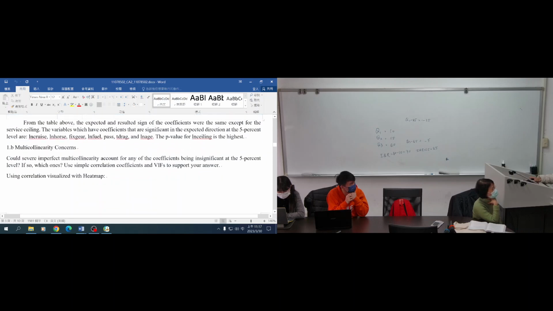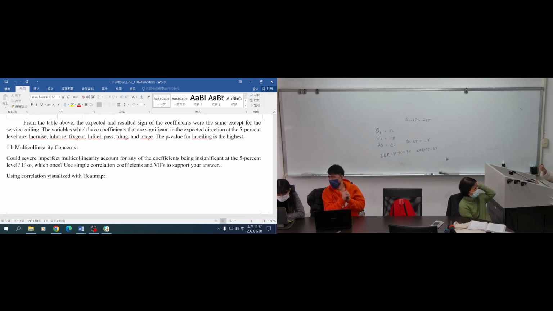From the table above, the expected and resulted signs of the coefficients were the same except for the service ceiling. The variables which have coefficients that are significant in the expected direction at the 5% level are ln cruise, ln horse, fixed gear, ln fuel, pass, t drag, and ln age. The p-value for ln ceiling is the highest.